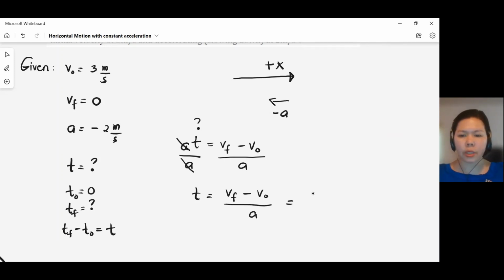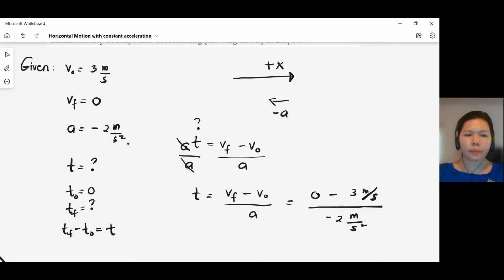V final is 0 because the player stopped, minus the v initial, which is 3 meters per second. The v initial is positive because our player is moving to the right. So velocity is positive. To the right is positive. That is our sign convention here. To the right is positive, to the left is negative. a is negative 2 meters per second squared. So negative 3 meters per second divided by negative 2 meters per second squared. Executing using your calculator, you will arrive at an answer of 1.5 seconds.